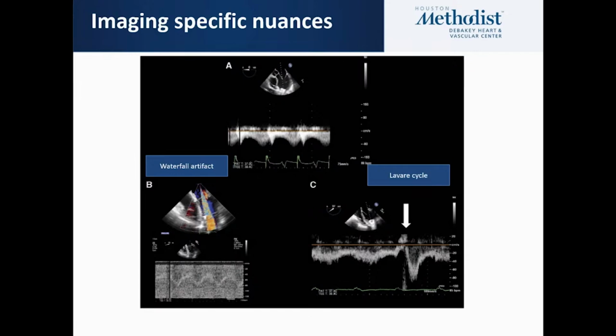The other thing is sometimes I get a call from the echo lab that, oh, we see this retrograde flow on patients who are particularly on support with HeartMate 3, and whether that's abnormal. We have to tell them that this could be the Lavare cycle. If it's activated, there's a retrograde jet that does a washout every few seconds. So that's not something that we need to worry about per se. It has to do with the design and the Lavare function of the LVAD.